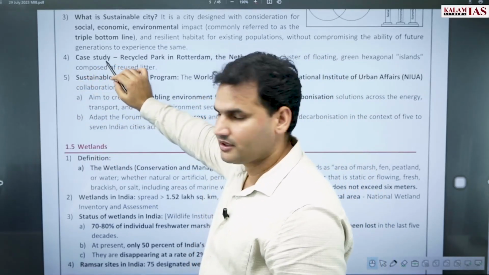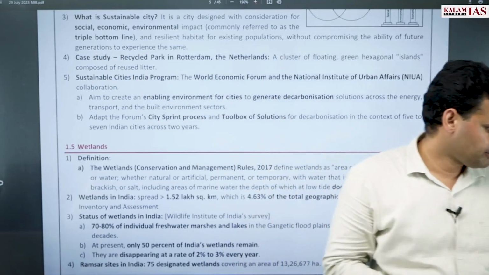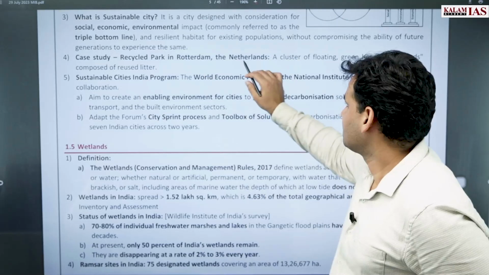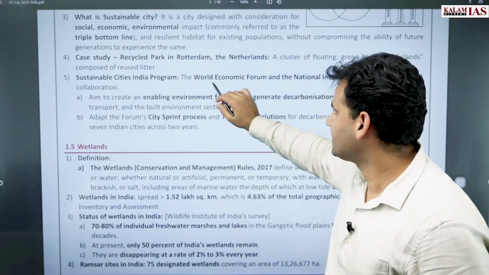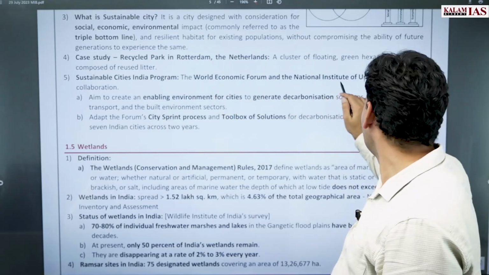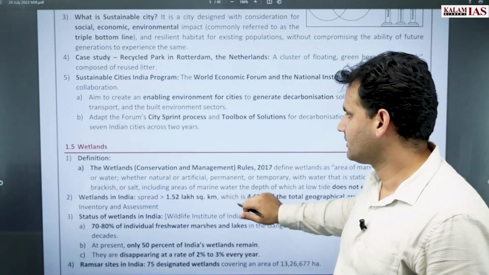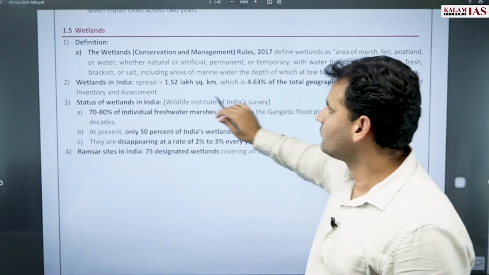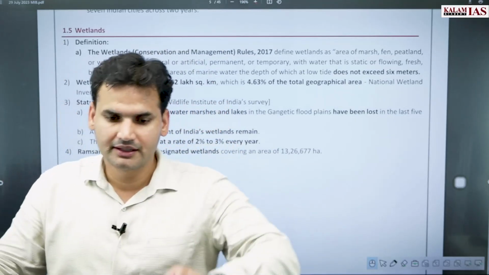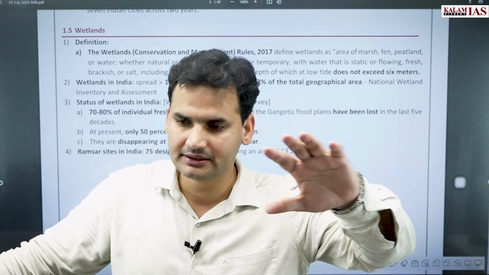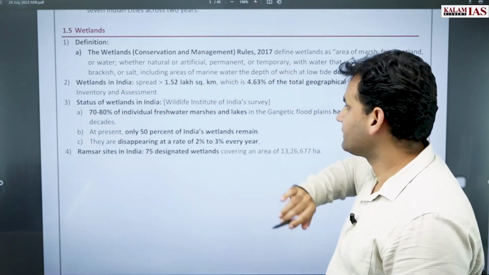Now the case study, you can have some case studies like recycled park in Rotterdam, that is Netherlands. Also you can mention about Sustainable Cities India program, that is World Economic Forum and the National Institute of Urban Affairs. There is a collaboration in this. Then coming to wetlands. Now wetlands can be defined in a number of ways. There is a separate definition for Ramsar sites. There is a separate definition with regards to Conservation and Management Rules 2017.